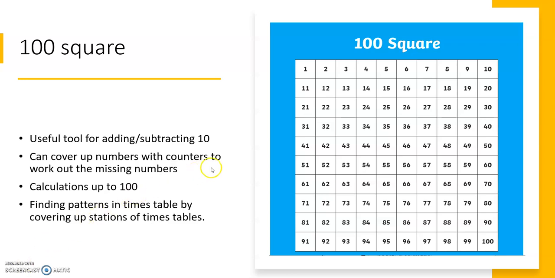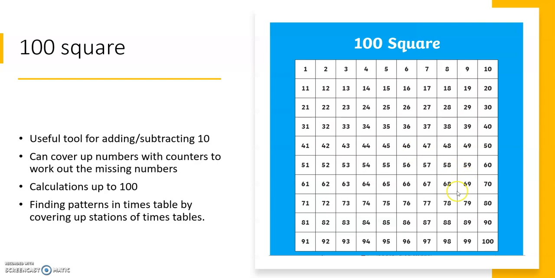Or you can just go straight to the 100 square. This is a great tool for adding and subtracting 10 and seeing the patterns when you add 10 on to a number. You can cover up various numbers with counters so that boys and girls have to work out the missing numbers. And it also helps with calculations up to 100.